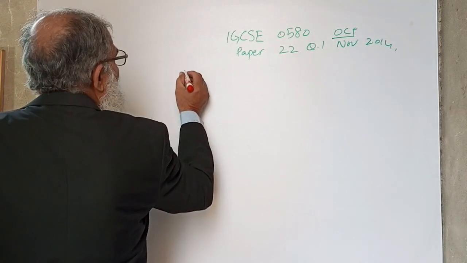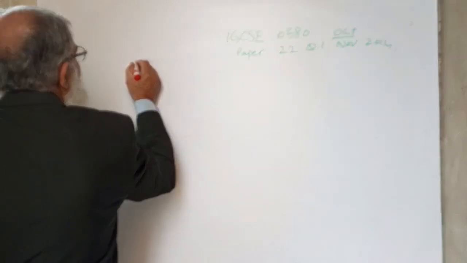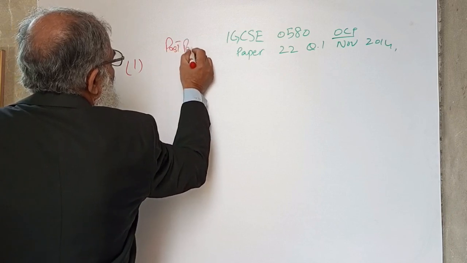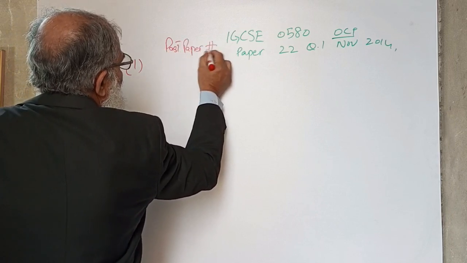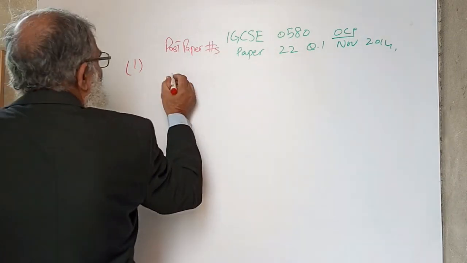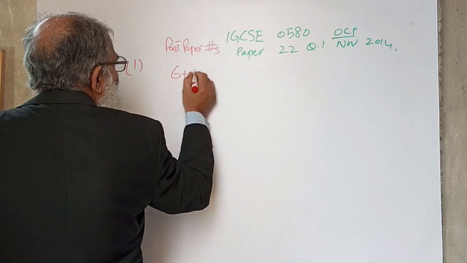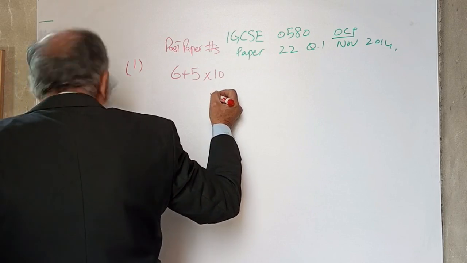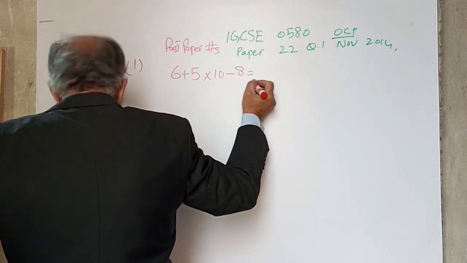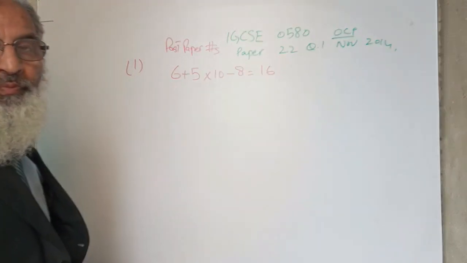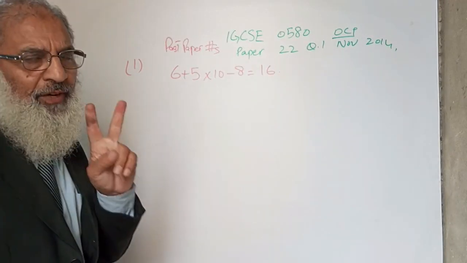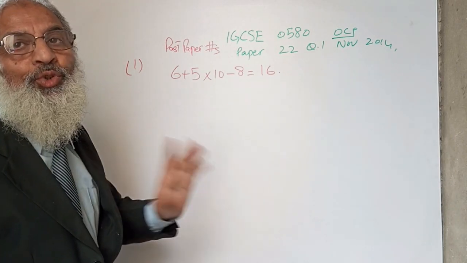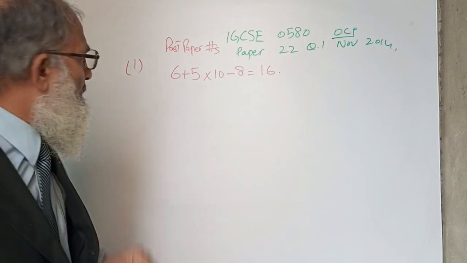Insert one pair of brackets. Question number 1, past paper questions. I have to insert only one pair of brackets to make this equation true. I have to use only one pair of brackets to make this answer 16. I cannot use 2 brackets, I cannot use 3 brackets, but only one pair.